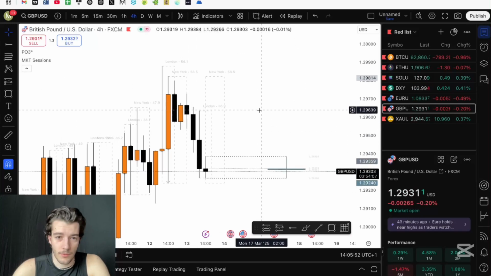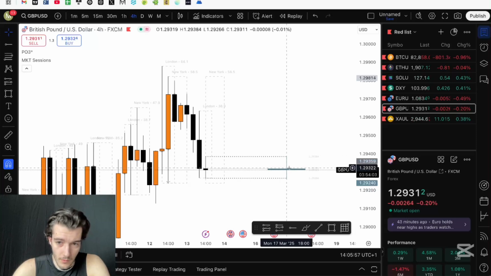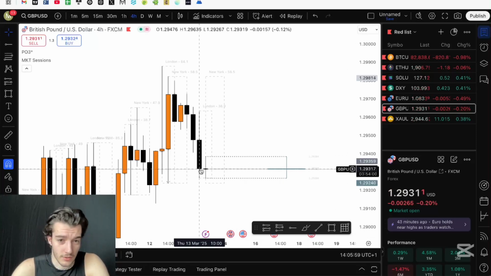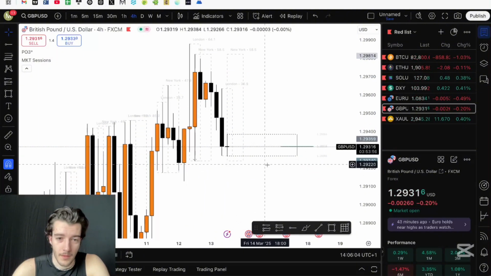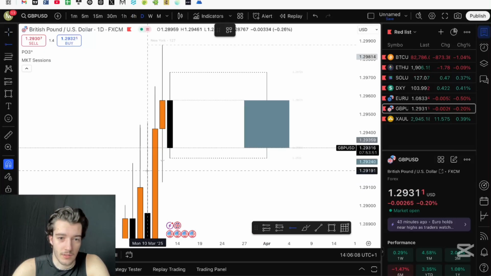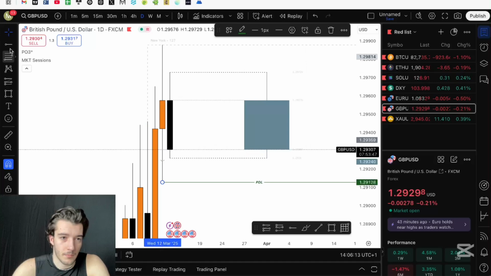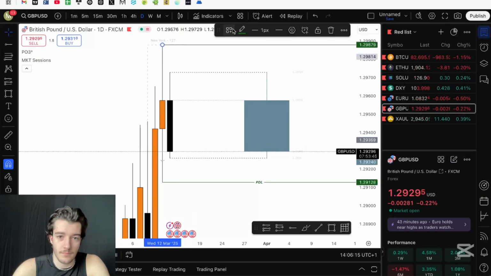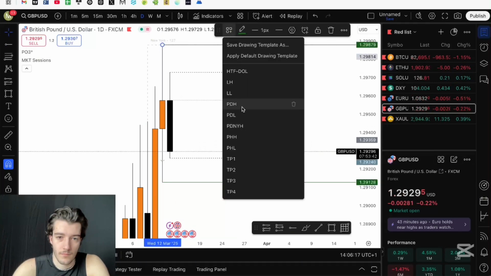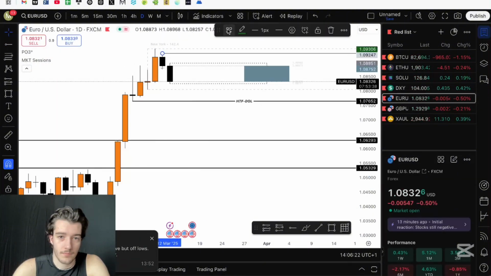So on GU, on the 4-hour, we see that there is a 4-hour fair gap currently forming. Well, we just closed this candle here, so probably not gonna form. But anyways, let's actually draw out previous day's low here on GU. So this is previous day's low, previous day's high. Same thing on Euro. Previous day low, previous day high, and previous day low.